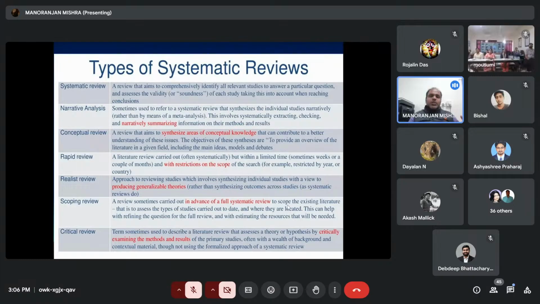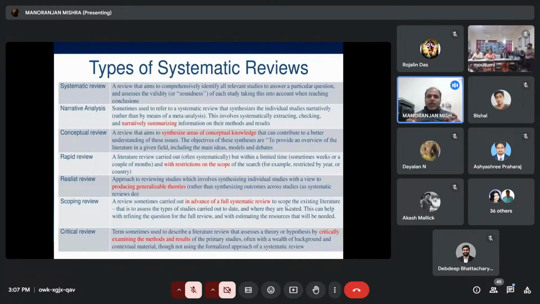Scoping review, a review sometimes carried out in advance of a full systematic review to scope the existing literature, that is, to assess the type of studies carried out to date and where they are located. This can help you refine the question of the full review while estimating the resources that will be needed. So if I am doing a systematic literature review for my thesis, before that I can go for a scoping review. There is a chance you can refine your research question, maybe your research problem.